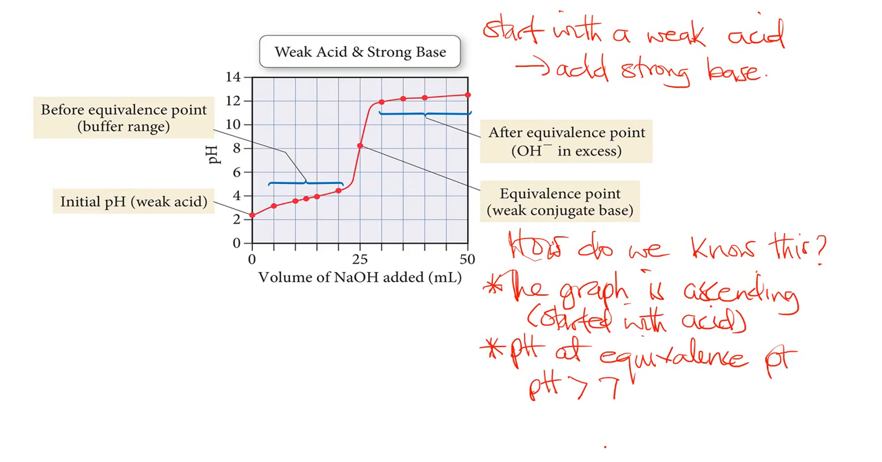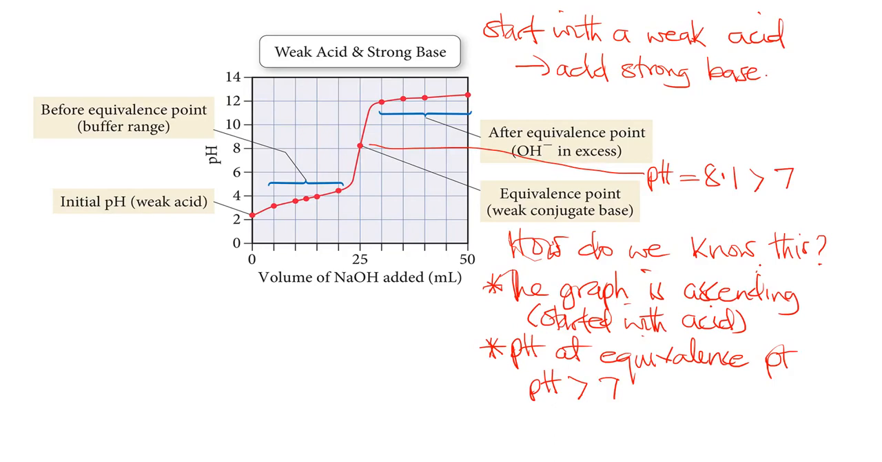That will tell you that you have a strong base in there, because base has pH greater than 7. So the equivalence point will be reached at pH greater than 7. If you look at this equivalence point here, the pH is about 8.1, which is greater than 7.